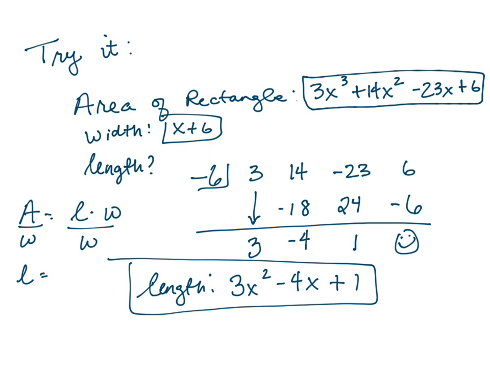How could you check it? Multiply your length times the width. And that just is distribution. Okay, it's not FOIL because you've got 2 terms and 3 terms, but it's just distribution. Any questions on this today? Did we do okay? Okay.